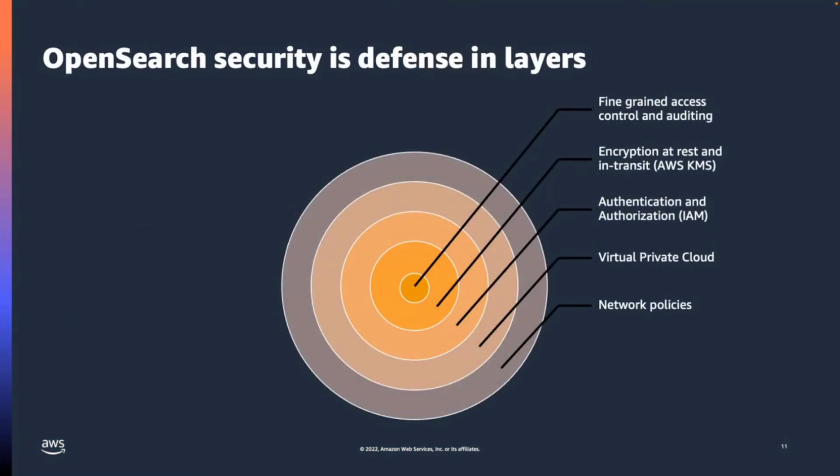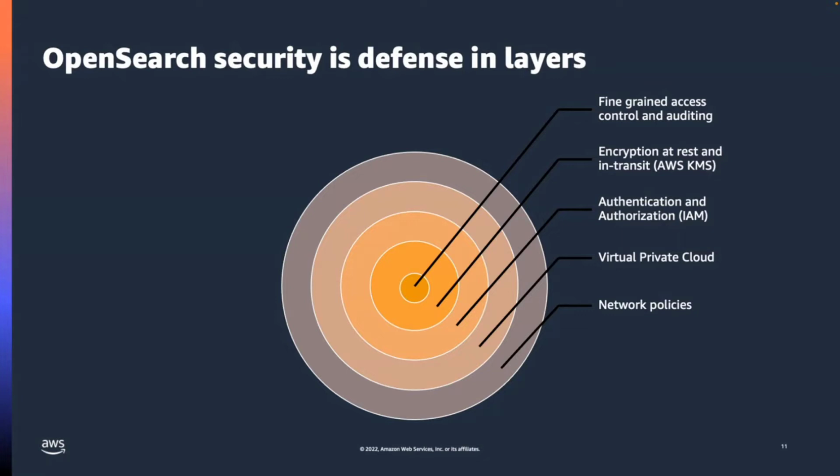All right, so let's talk about OpenSearch security. It's really a defense in layers. It's a multi-layer approach, and there are many different features that you can use to protect your data depending on your requirements, right? If you look at this diagram here, we'll go from the outer ring to the inner ring. The outer rings are broader security policies, and as we go further into the inner ring, you'll see how you can have much tighter control on your data.